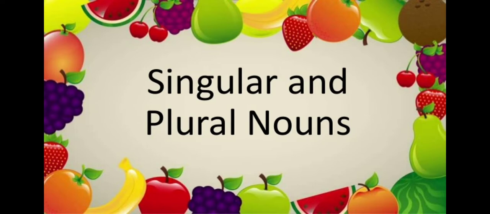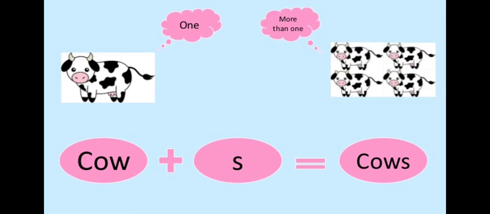For example, in the first picture, there is only one cow. And in the second picture, there are more than one. So, we have to say them cows. We have to add S when there are more than one. Understood? This we have studied in the previous video.